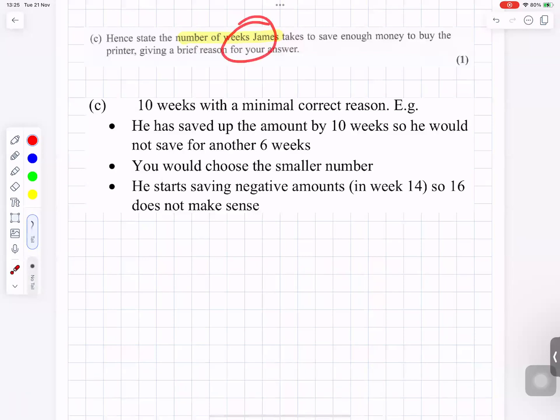State the number of weeks James takes to save enough money to buy the printer. 10 weeks, with a reason. He has saved up the amount by 10 weeks, so he would not save for another 6 weeks.